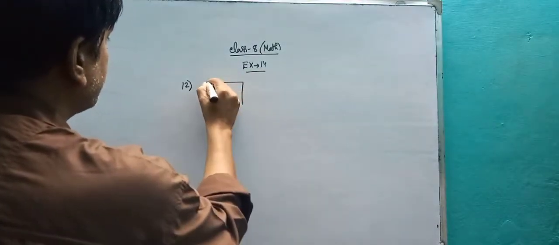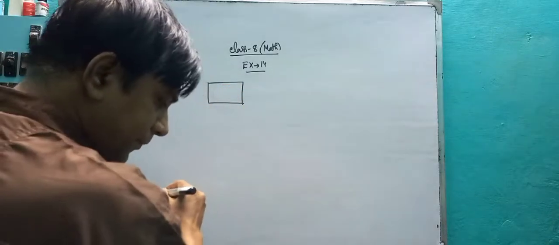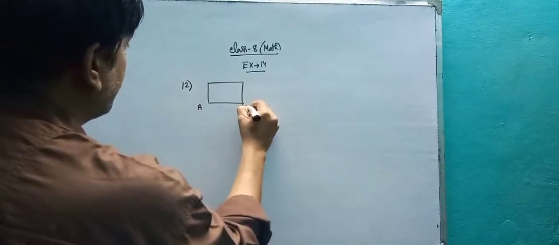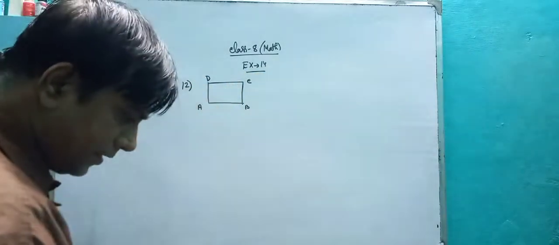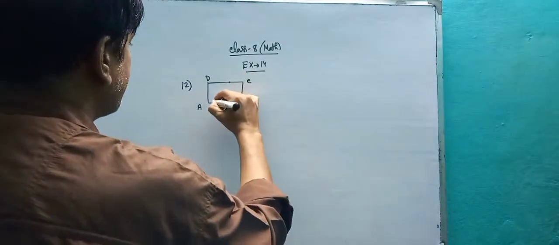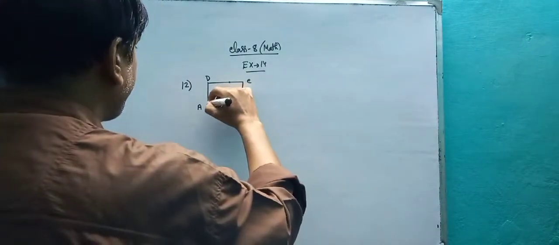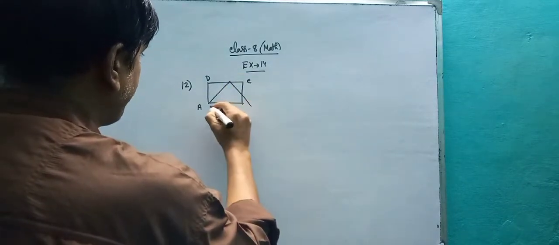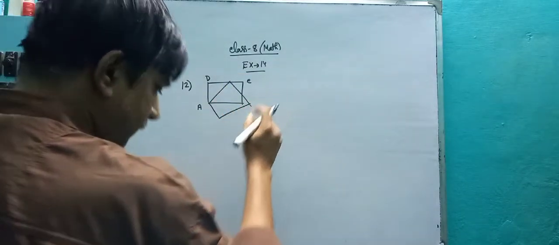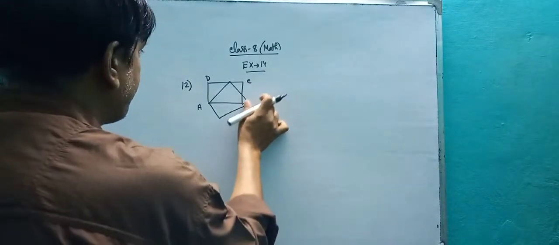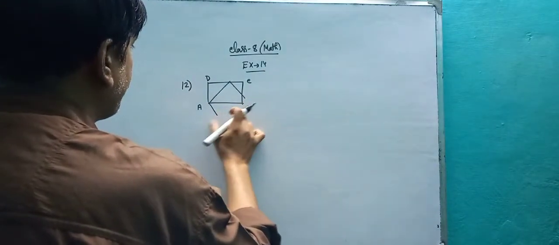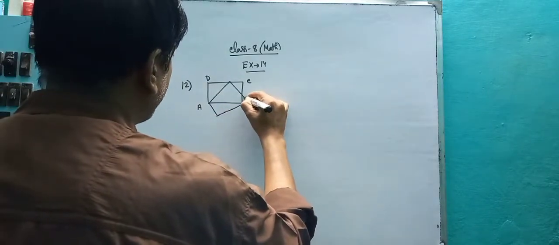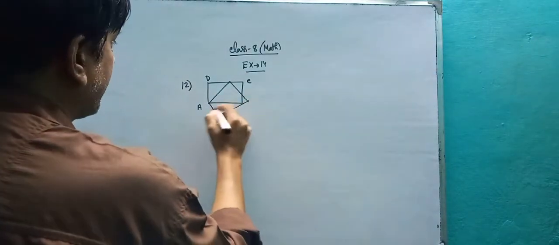In the figure given below, ABCD and AEFG are two parallelograms. Okay, draw this first. ABCD and AEFG. Suppose this is the figure.